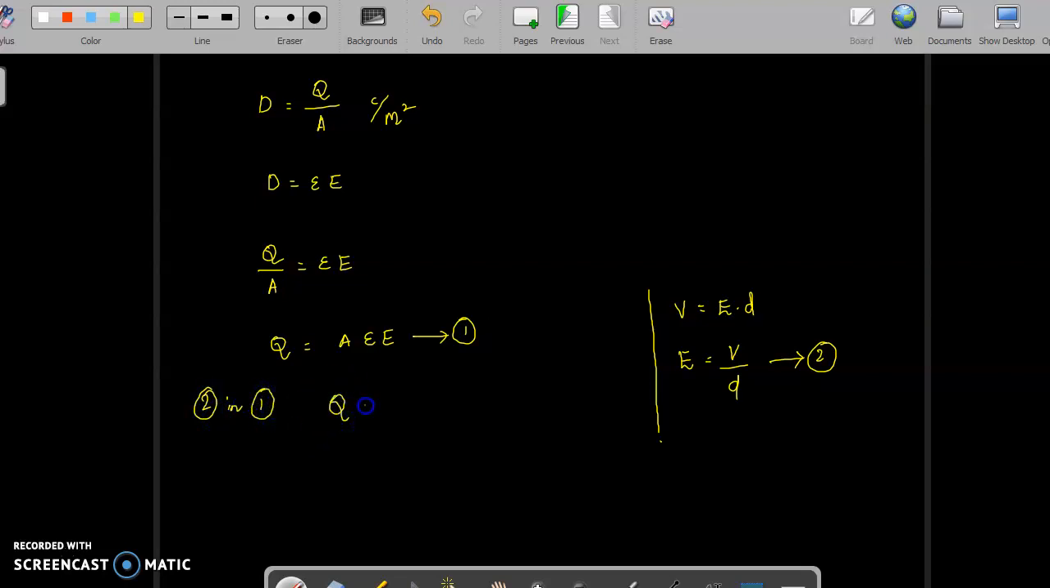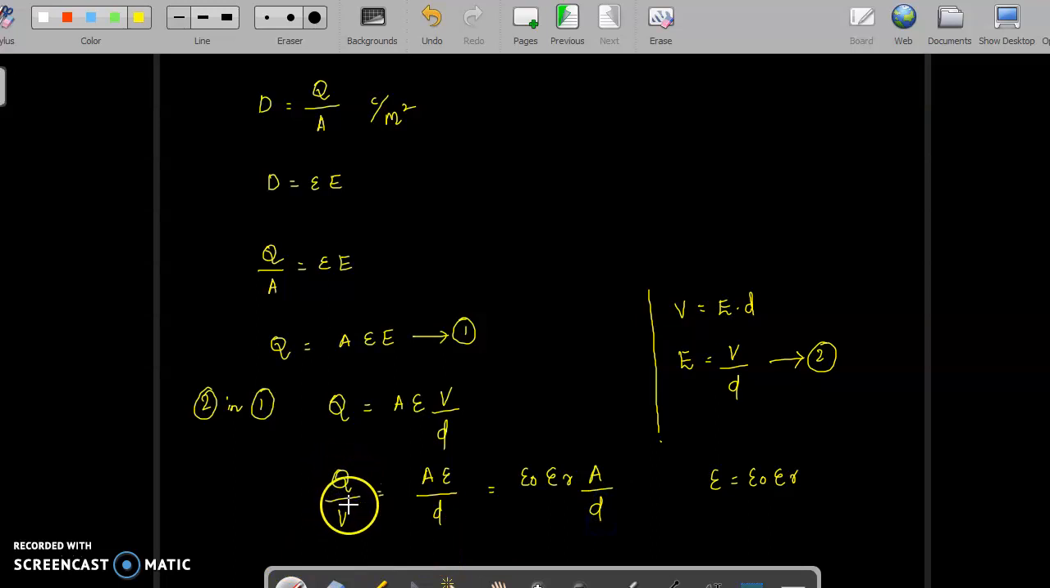Q becomes A epsilon V by d. Now rearrange. Let us bring the V to the other side of the equal sign. So Q by V becomes A epsilon by d. Epsilon we can now write as epsilon naught epsilon R. So this becomes epsilon naught epsilon R A by d.